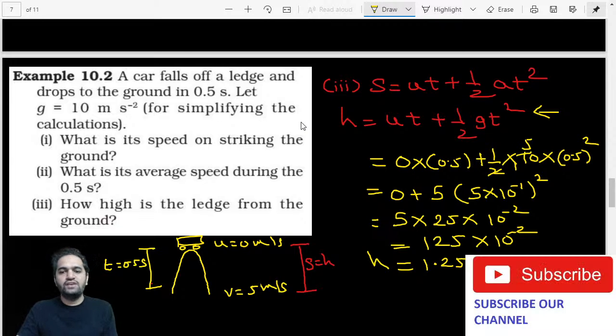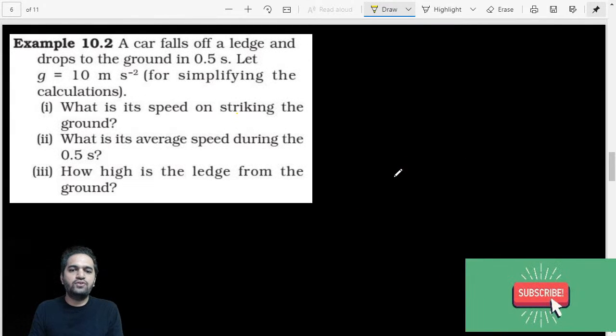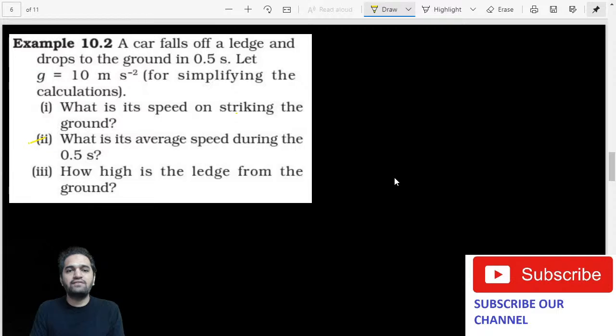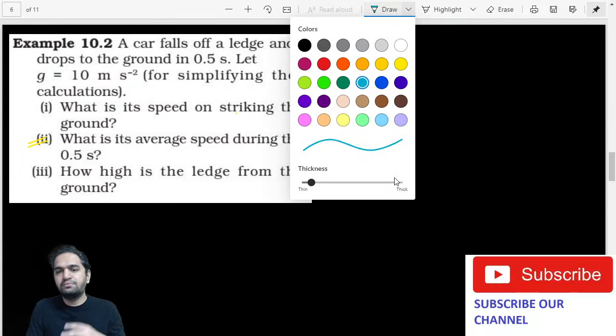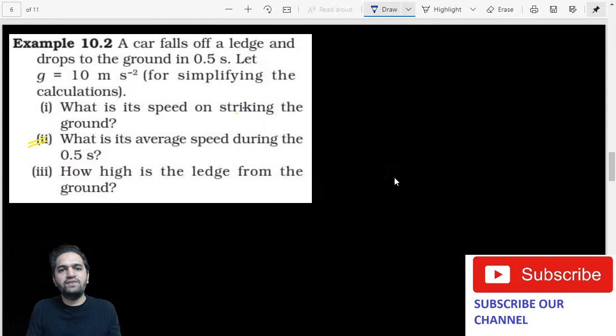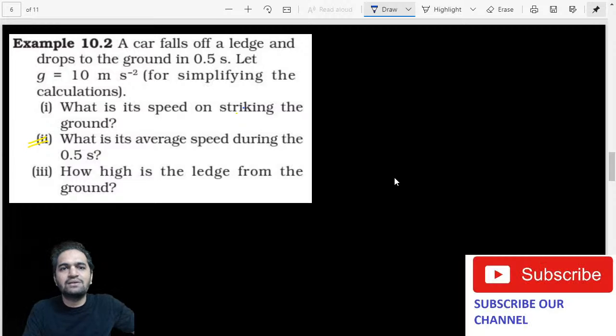Okay, take care. So we have received our h, right? Now can we go for average speed? In the book they have given a different formula, but I am going to teach you the same way I taught you in your motion lesson. I am not going to change the formula just because something different is given in the book.